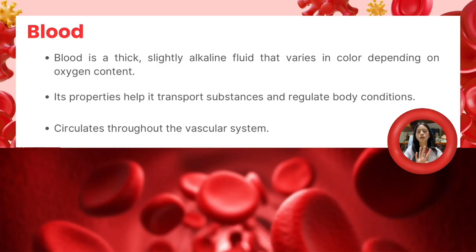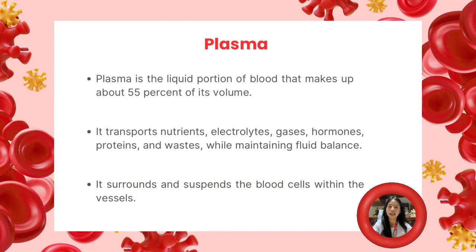Now let's talk about the 4 main components of blood. First, we have plasma. It is the liquid portion of blood that makes up about 55% of its volume. It transports nutrients, electrolytes, gases, hormones, proteins, and wastes, while maintaining fluid balance. It surrounds and suspends the blood cells within the vessels.